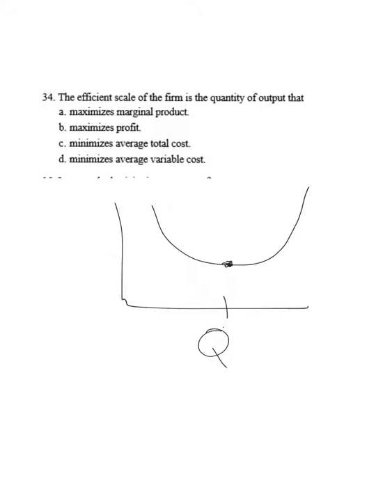The quantity that is efficient. At that quantity, average total costs are minimized. So the correct answer is D. Efficient scale of the firm is the quantity of output that minimizes average total cost. Excuse me, the correct answer is C. That's the quantity that is.